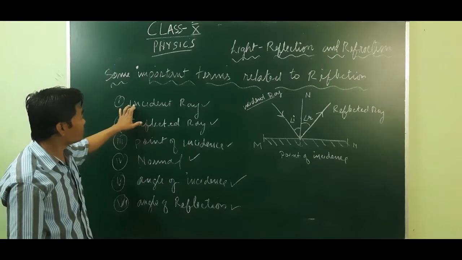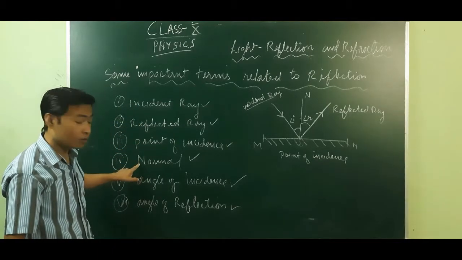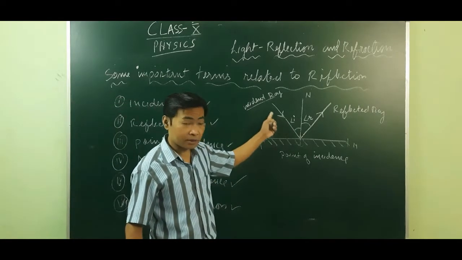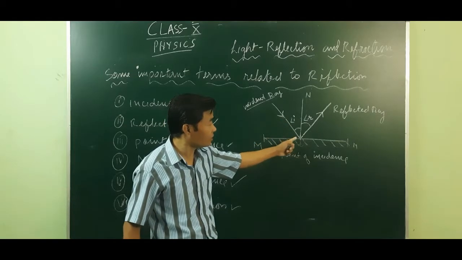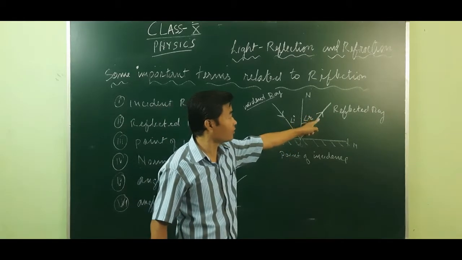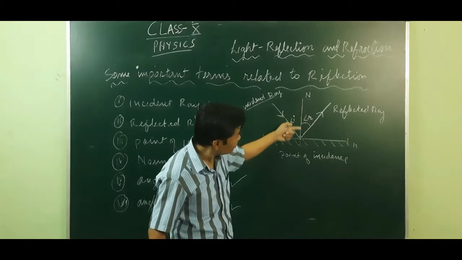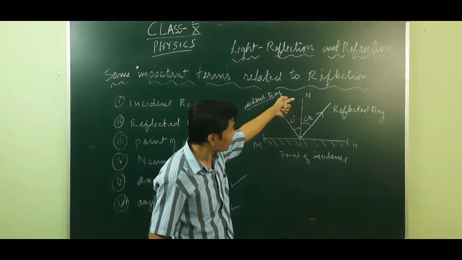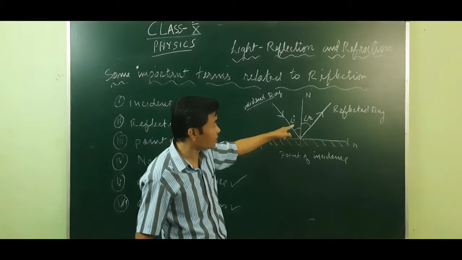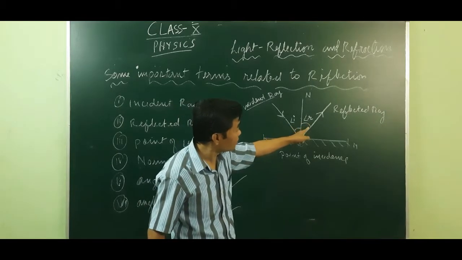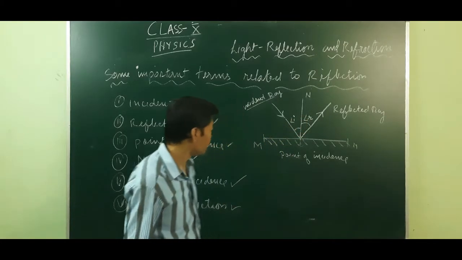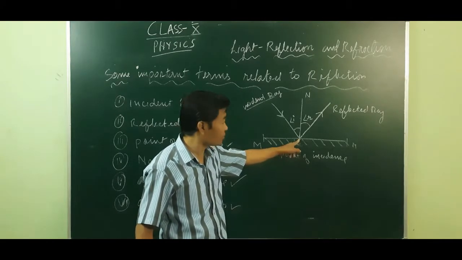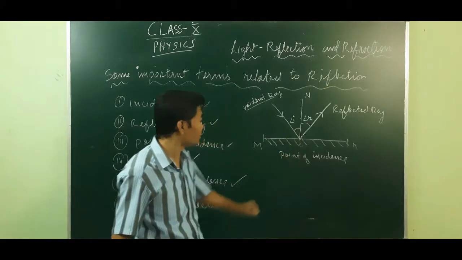We have learned about the incident ray, reflected ray, point of incidence, normal, angle of incidence, and angle of reflection. One more time, the ray which comes and falls on the reflecting surface is the incident ray. After falling, it bounces back; we call it the reflected ray. A straight line drawn from the point of incidence is known as the normal. The angle formed by the incident ray is the angle of incidence, and the angle formed by the reflected ray is the angle of reflection. It's very easy. The point of incidence is the point on the mirror or reflecting surface where the incident ray falls.